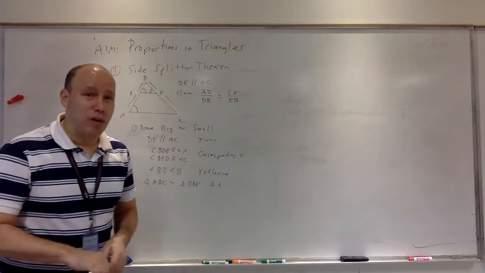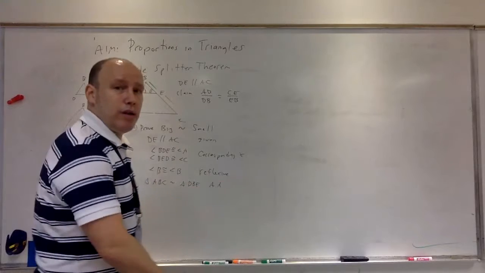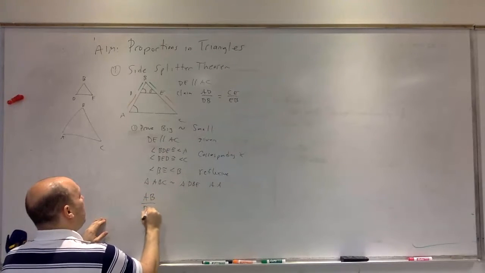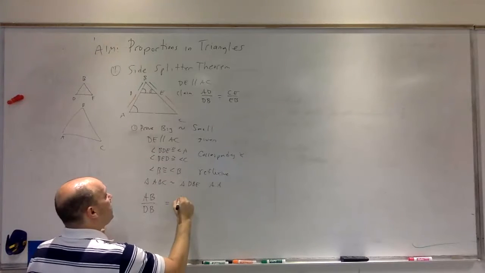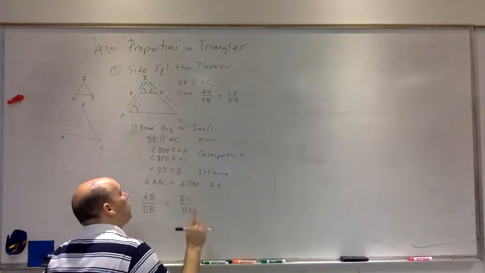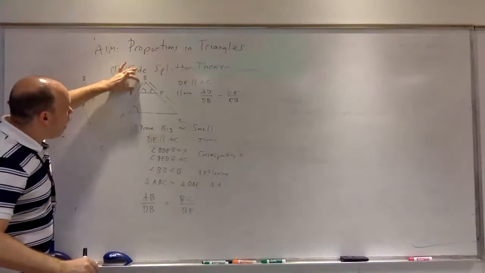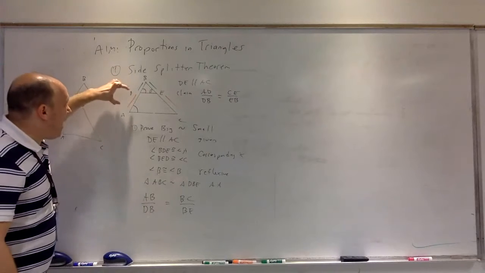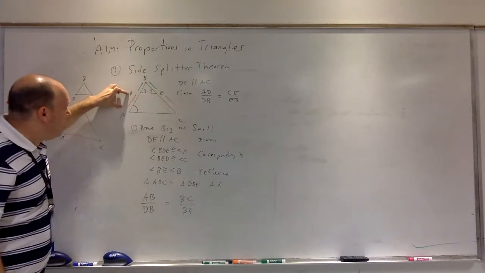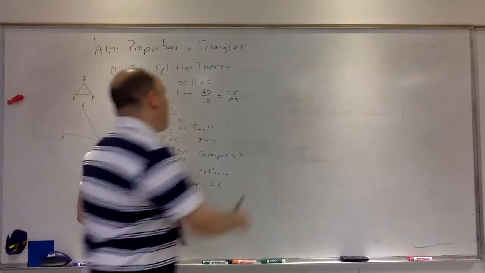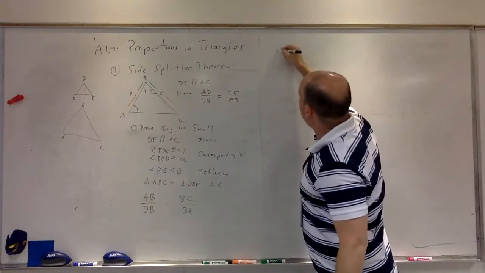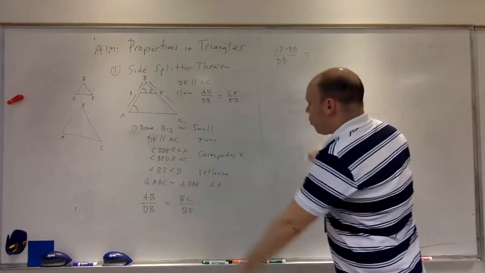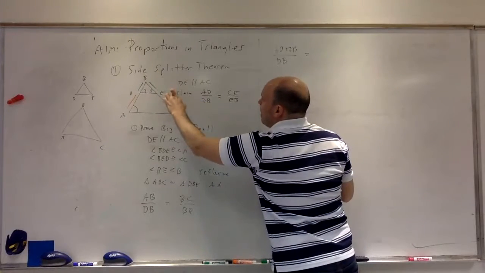Well, if we have two triangles that are similar, let's set up some proportions. I'm going to say that AB over DB is equal to BC over BE. Once again, big side over little side, big side over little side. Well, you're saying, Mr. Allen, that's great, but I need this part over this, AD. I don't have that, I have the whole side. Well, here's a nifty little trick. We're going to write AB as AD plus DB, and I'm going to write BC as EC plus EB.